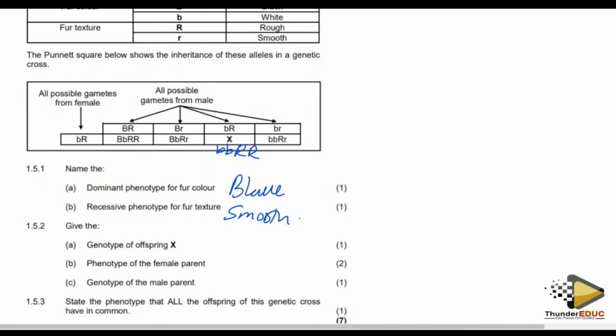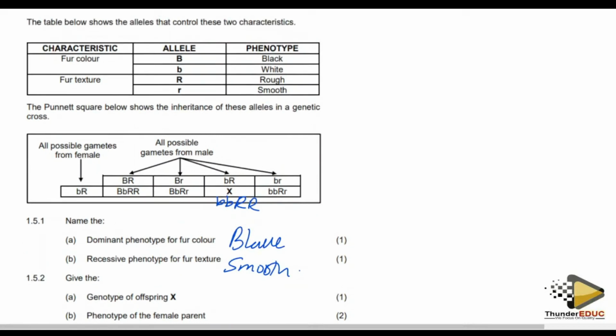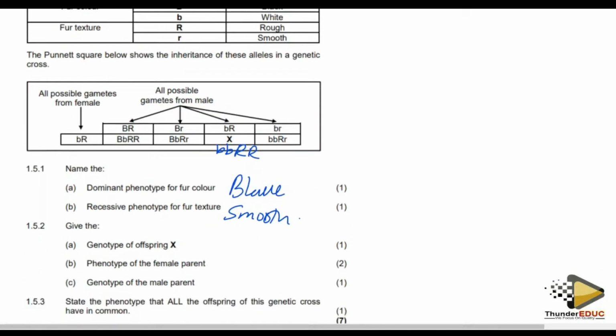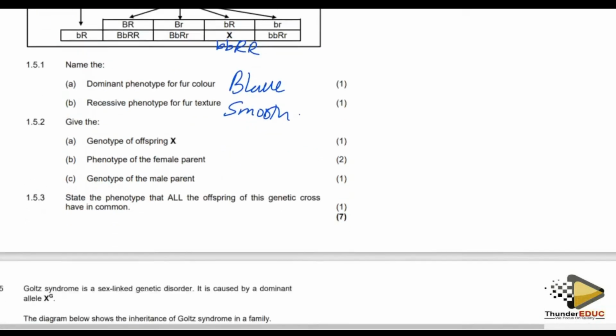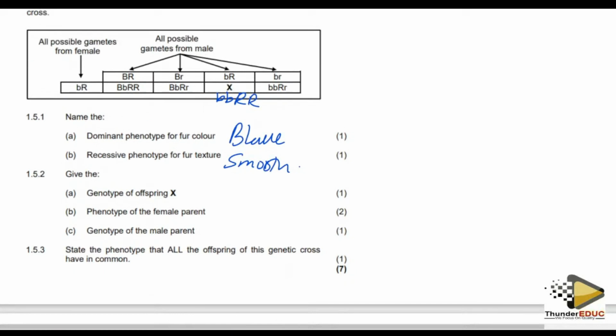Then they are saying the phenotype of the female parent. This male and this female. They're saying the phenotype is capital B, capital R. Capital B is black, and small b is white, and capital R is rough. So it's going to be white and rough. But I have skipped this. The genotype of X, yes, we have talked about it. So that is the answer for that.